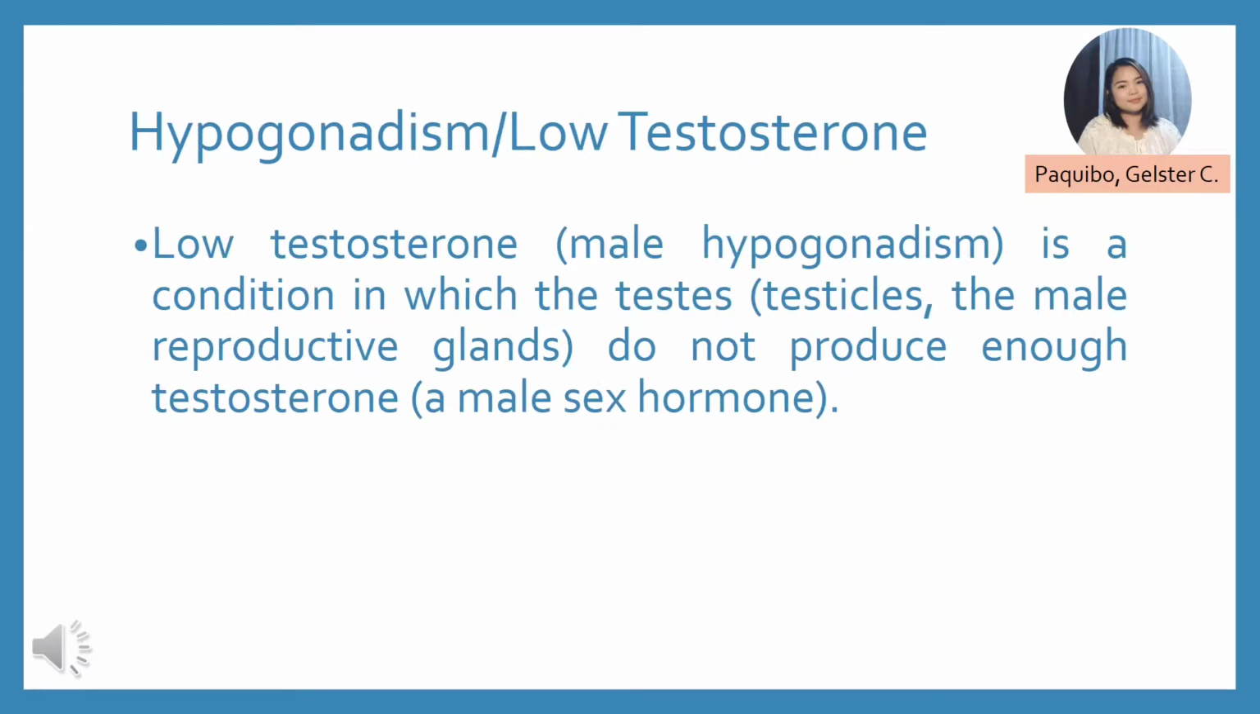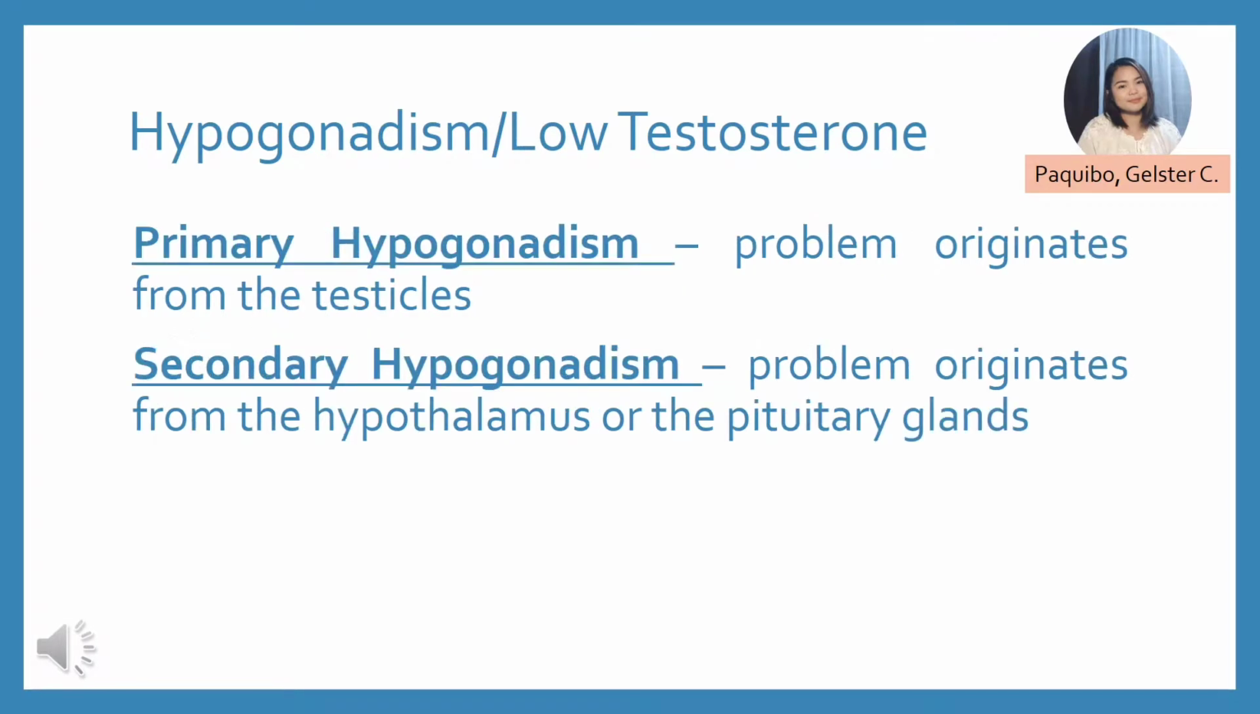Hypogonadism, or low testosterone, is a condition in which the testes do not produce enough testosterone. Low testosterone affects almost 40% of men aged 45 and older. It is difficult to define normal testosterone levels because levels vary throughout the day and are affected by the body mass index or the BMI, nutrition, alcohol consumption, certain medication, age, and illness.